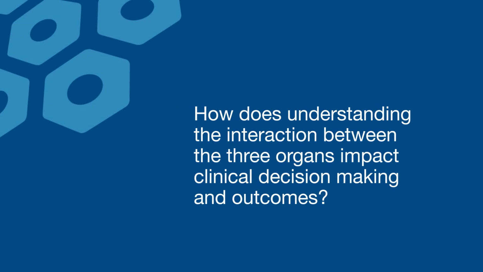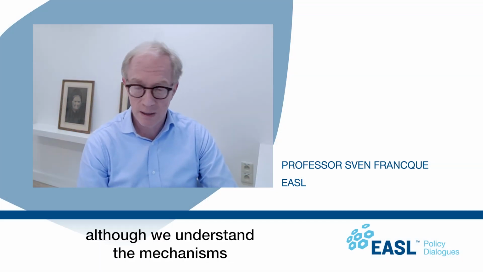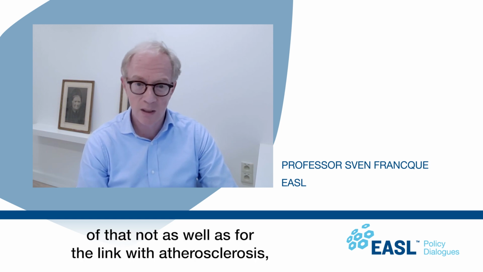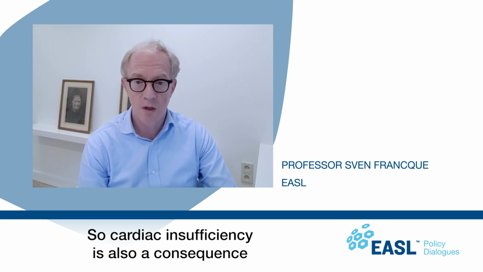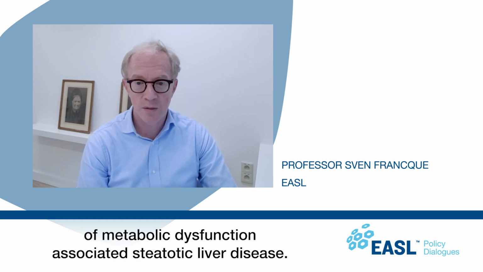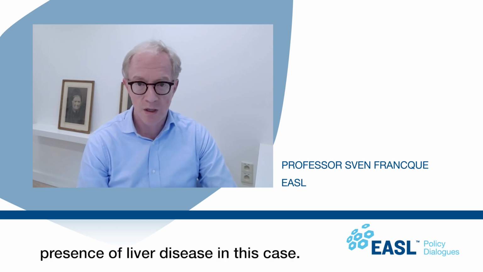How does understanding the interaction between the three organs impact clinical decision-making and outcomes? What we also know, although we understand the mechanisms of that not as well as for the link with atherosclerosis, is that there's an impact on the function of the heart muscle. So cardiac insufficiency is also a consequence of metabolic dysfunction associated steatotic liver disease. And also arrhythmias of the heart can be linked to the presence of liver disease in this case.